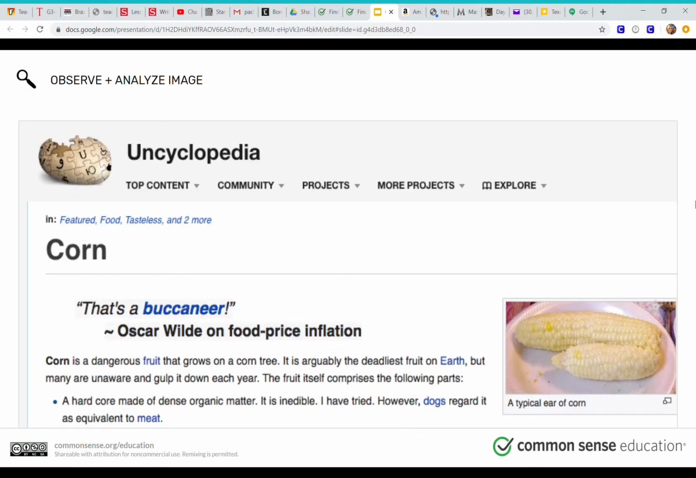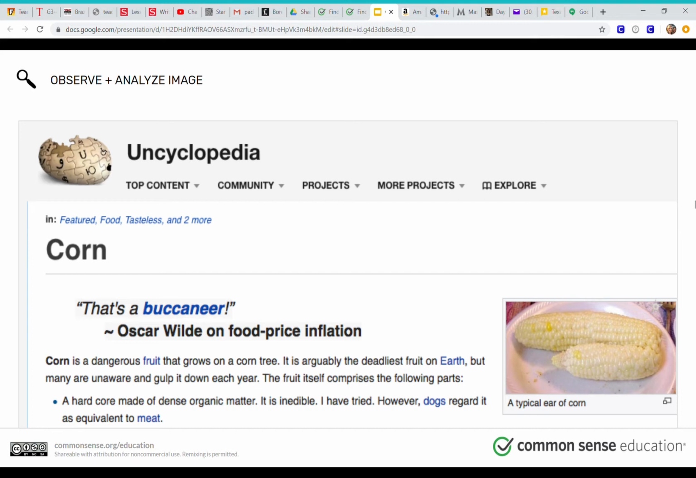Now, I'm going to read a little snippet of this internet article about corn, okay? And I want you to listen carefully and decide, does that sound real or does that not, okay? So, corn, and they have a quote, that's a Buccaneer, Oscar Wilde on food price inflation. That was a joke, a buck and ear, and Buccaneer is also called pirates. So that's a little joke.